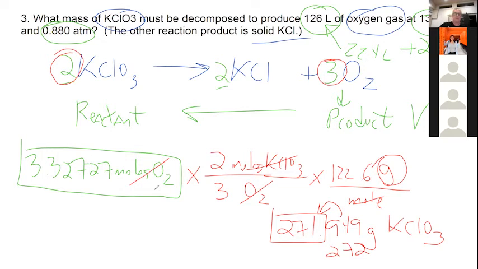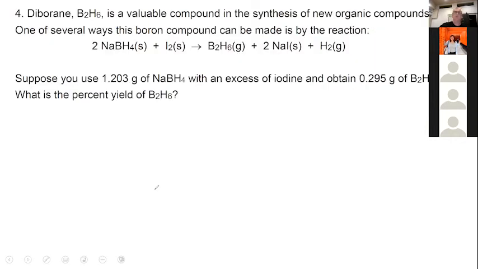All right, let's look at number 4. That is just a limiting reactant problem. So I think that is a balanced reaction. Basically here we know what the limiting reactant is because you're told you have an excess of iodine. So you just convert that to moles.